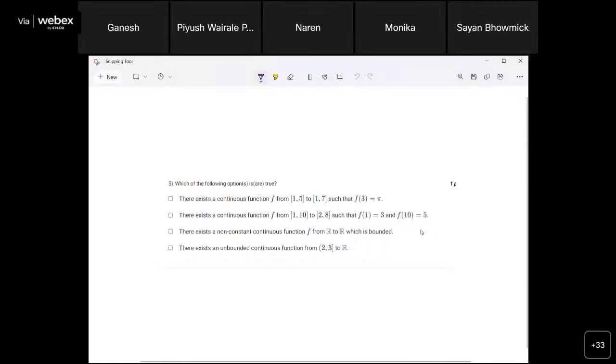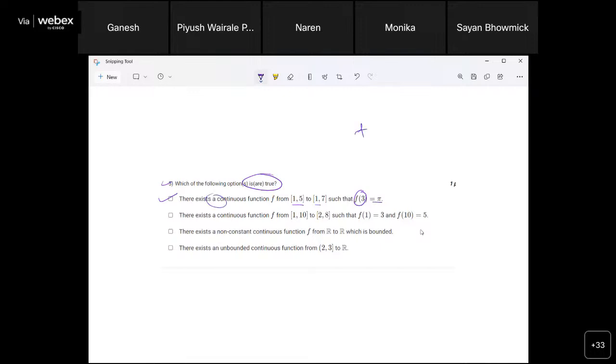Yeah, this question, right? Which of the following options is true? There exists a continuous function f from this to this such that f of 3 equals pi. So there can be any function which exists from this particular domain to this range, such that f of 3 is pi by 3. So any continuous function exists, you can say that.